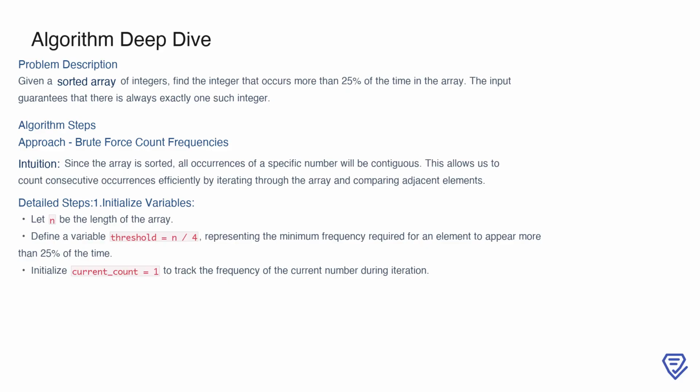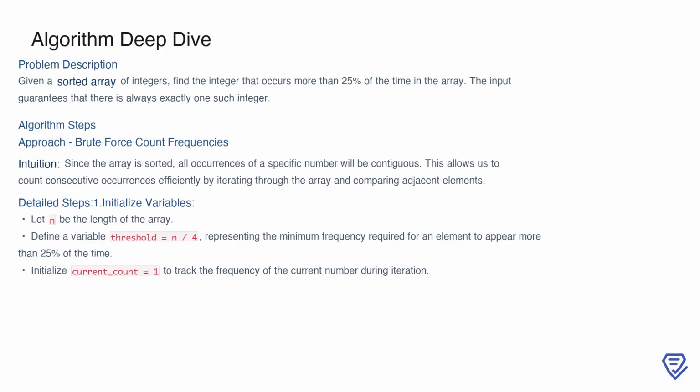To tackle this problem, we need to identify the integer that appears more than 25% of the time in a sorted array. The guarantee of exactly one such element simplifies our task, as we know there's always a solution. The brute force approach leverages the sorted property of the array, which ensures that all occurrences of the same number are grouped together. This allows us to count consecutive occurrences efficiently.